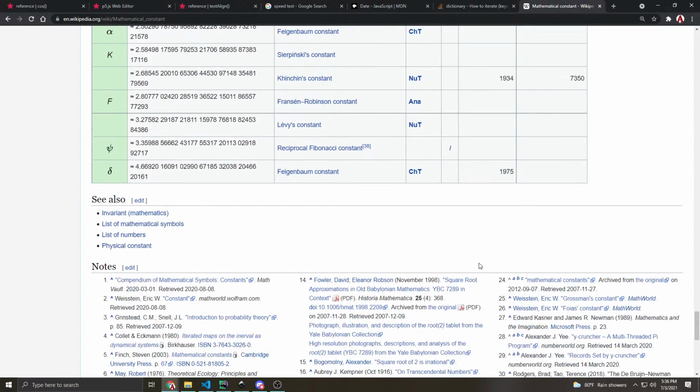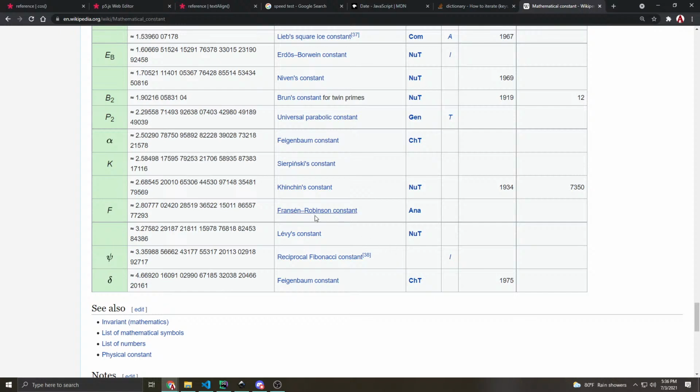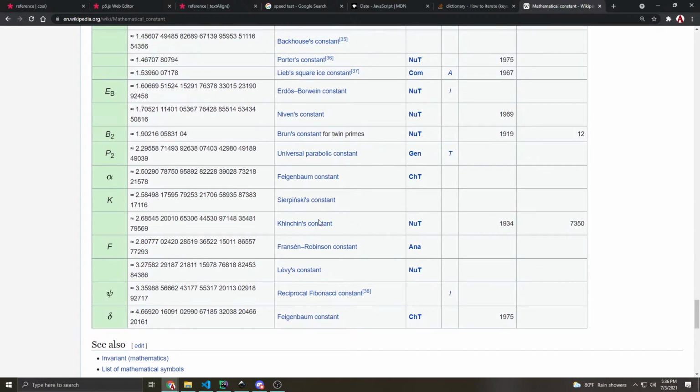What are all these numbers? I don't know. I have no idea. What is the Franson-Robinson constant? No idea. Okay. We have the speed of light, and we have tau.